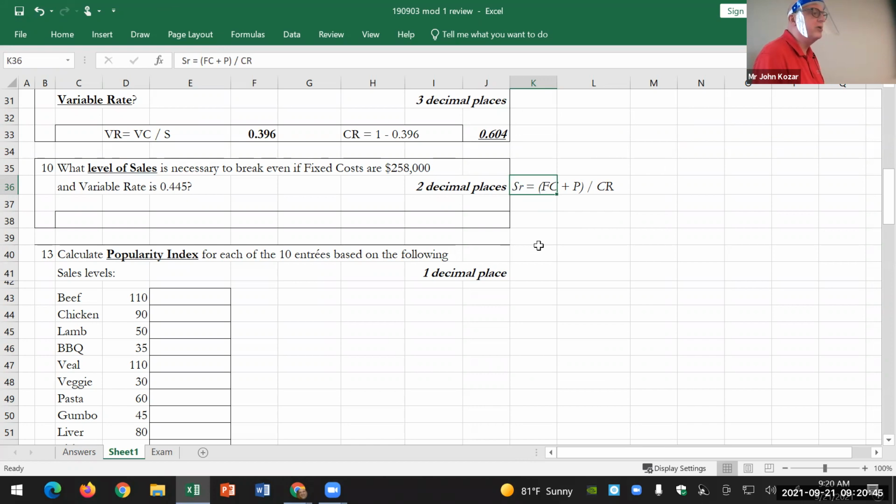So that's the formula we're going to do. We need to know the sales required, fixed cost plus profit divided by the contribution rate. Well, we said profit is equal to zero, so it's just going to be equal to 258,000 and divide that by 1 minus the contribution rate.